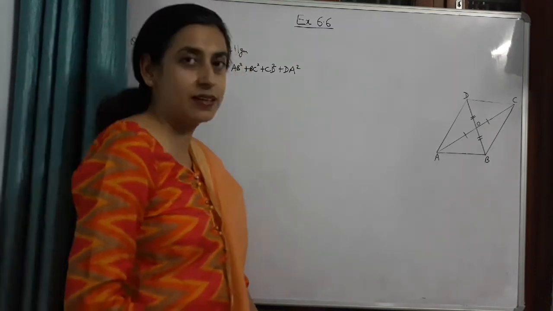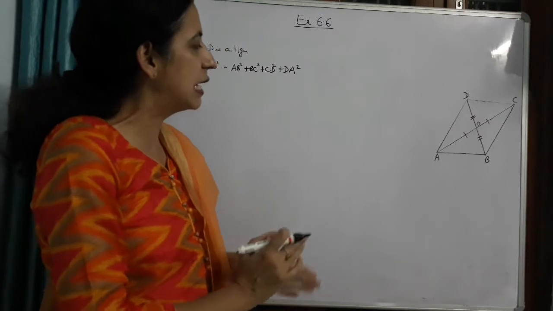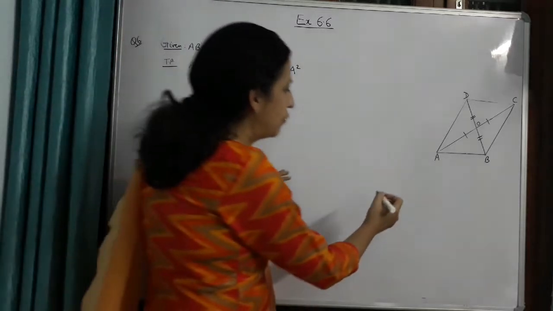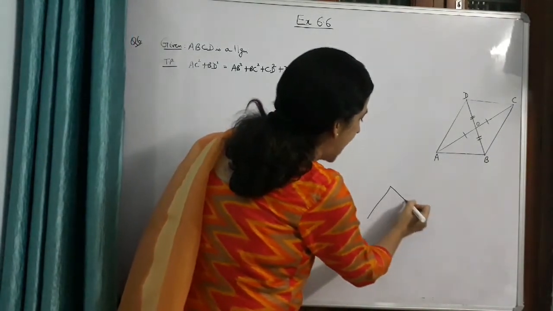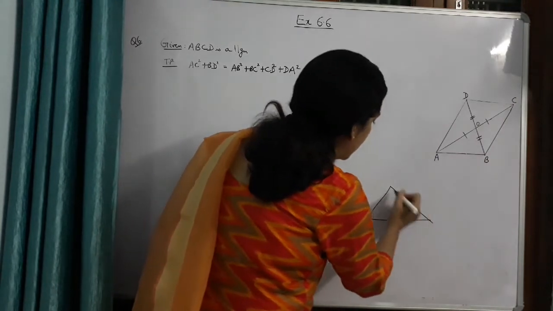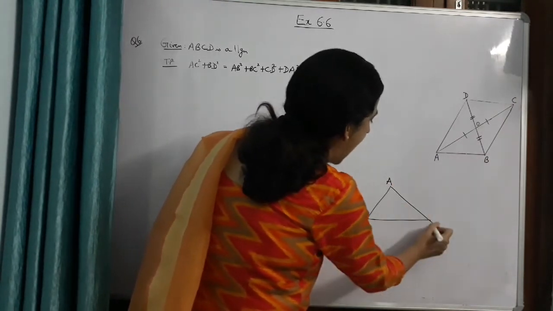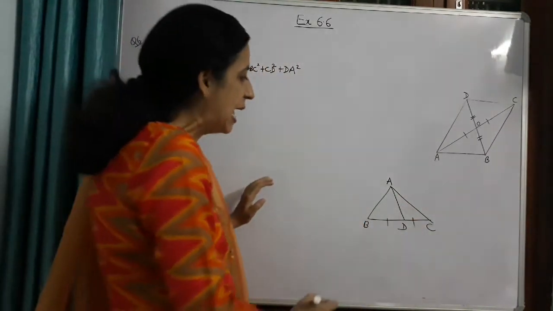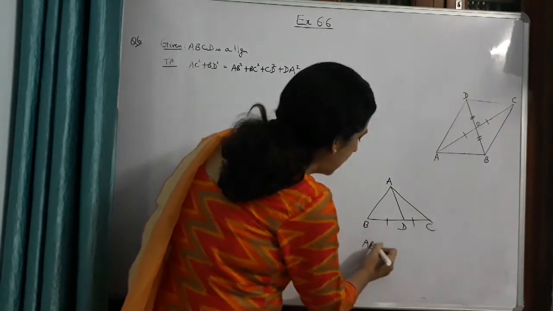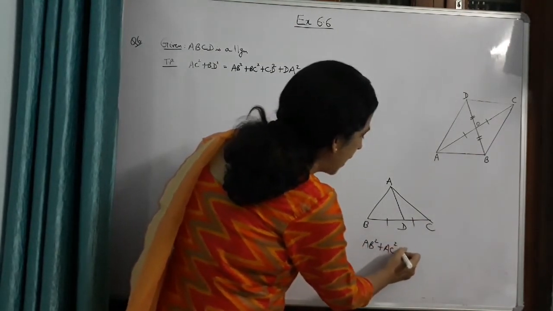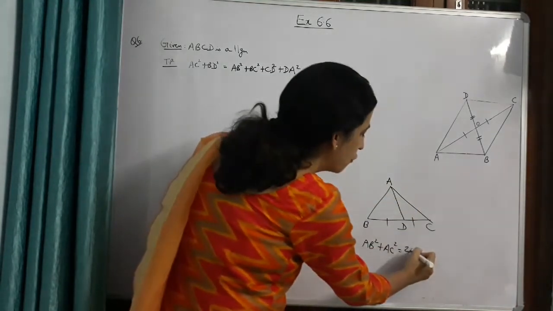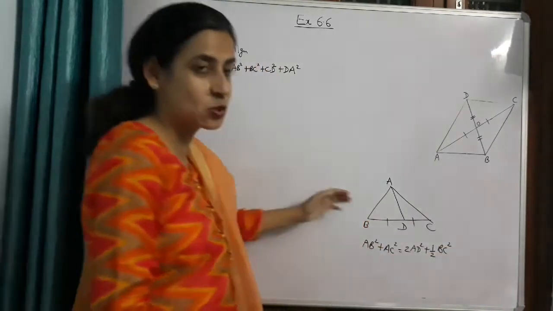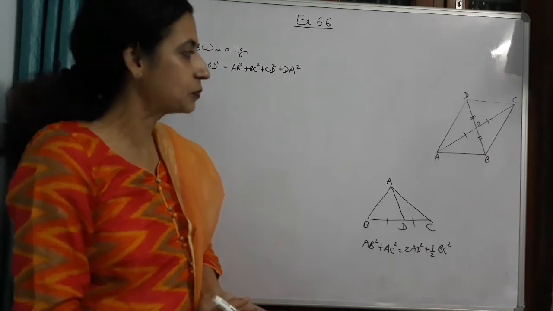Now there are two methods of doing it. One method is by using the result that we have proved in the fifth question. In the fifth question, we saw that if this is a triangle ABC and AD is the median, that is BD equal to DC, then we had proved that AB square plus AC square is equal to twice of the median square plus half of BC square. This is what we had proved in the fifth question.